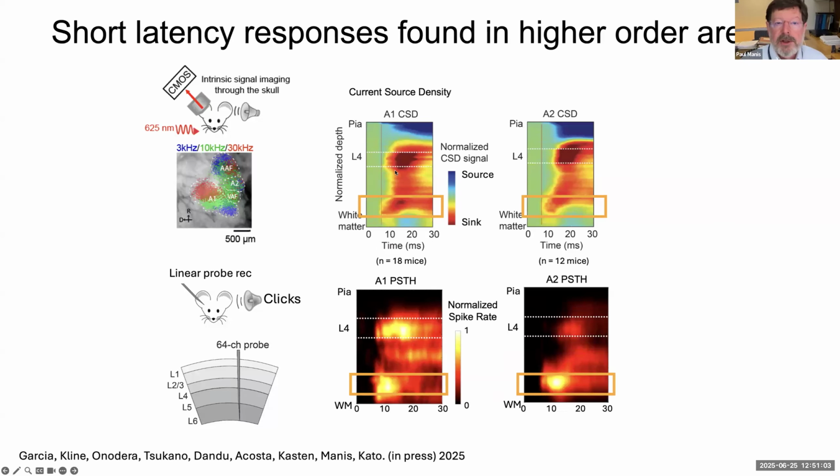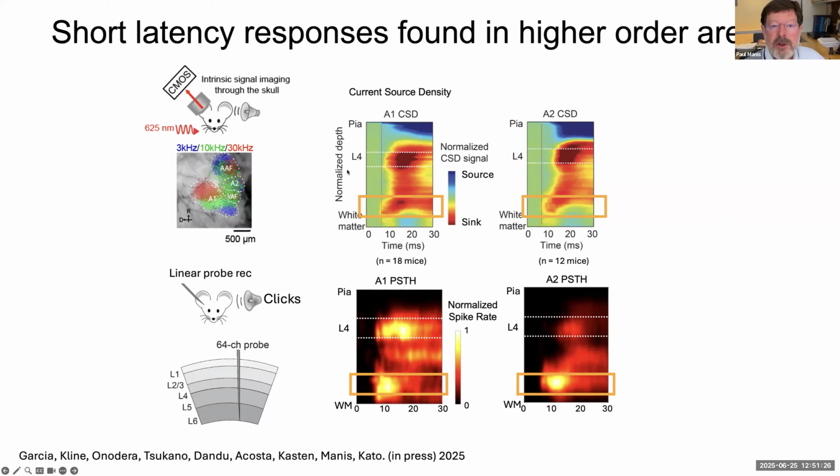And what's a little surprising here, if you look at the source sink distribution, so the current source density is calculated from field potentials, and it tells you when current is entering or leaving the extracellular volume. And an inward current or a negative current is a current sink, is usually associated with excitatory synapses. Sources are associated with the return currents. And in some cases, they can be associated with inhibition.